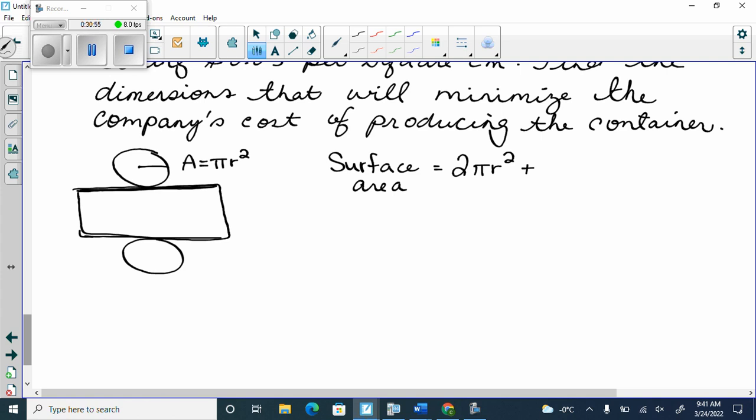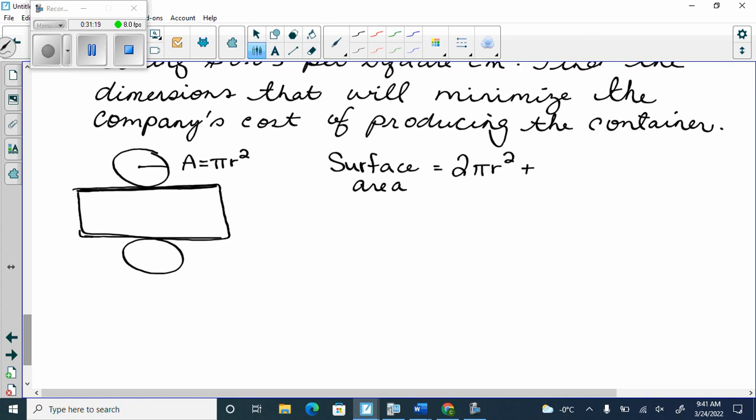It's the circumference of the circle. Because if you take the circumference of the circle and you unravel it, boom. If you look down into the can, this piece here would be the circumference of the circle, right? I cut it down the middle and I unfold it. So the area of a circle is pi r squared.